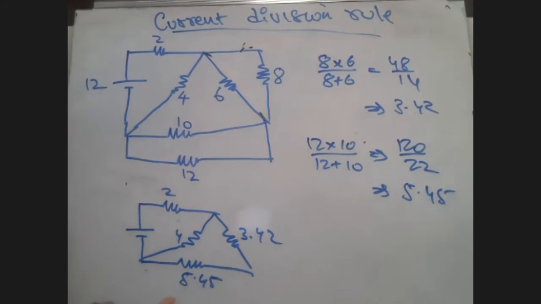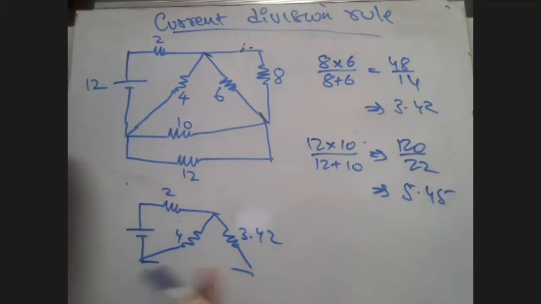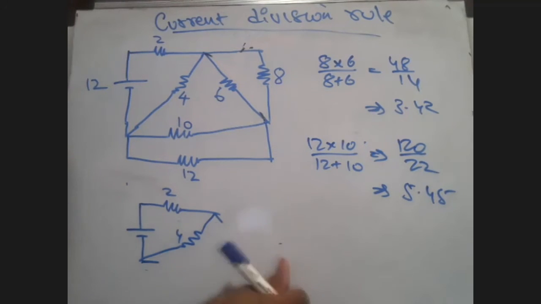Please find out ahead. 5.45 and 3.42 are in series with each other. How much is that? That's going to be 8 point something. 8.87. Okay, great. So I will just remove this and write 8.87. Next, what can we see?